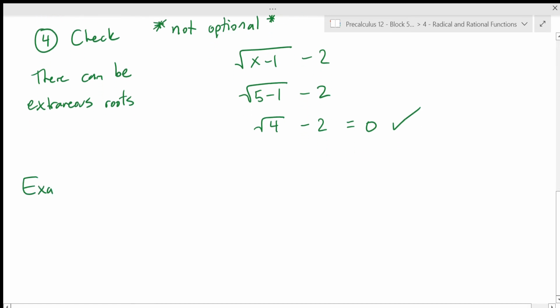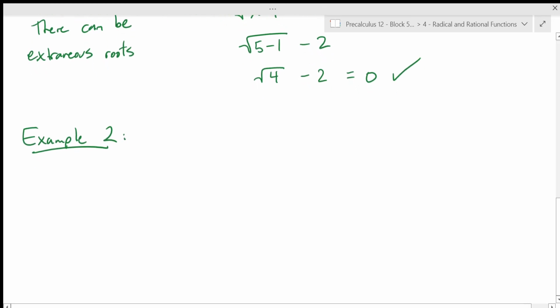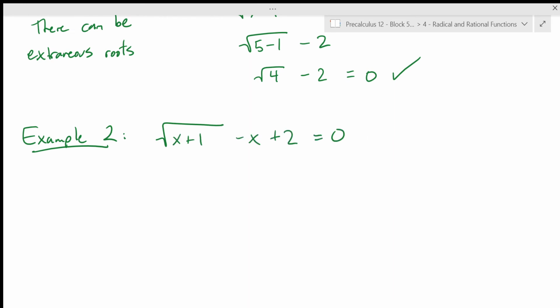Example 2. Okay. This one is a little bit more fun. So let's say we have radical x plus 1 minus x plus 2 equals 0. Okay, so I'm going to start with step 1. I'm just going to write the number here. Step 1 is to isolate our radical. So we're going to isolate our radical. So you get radical x plus 1 equals x minus 2.